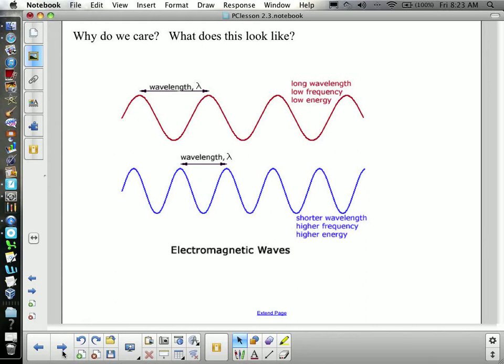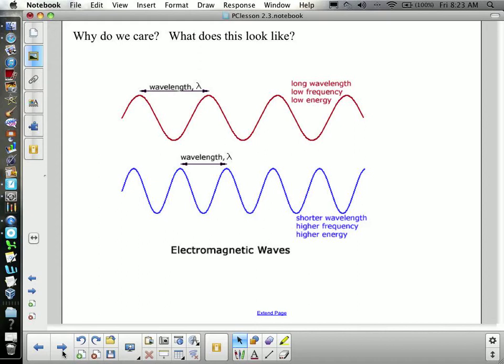And again, why do we care? Because waves are everywhere. Electromagnetic spectrum is used constantly. The reason your cell phones work, the reason Wi-Fi works, the reason all that stuff works is all because of waves. The reason you can see, hear, all because of waves.